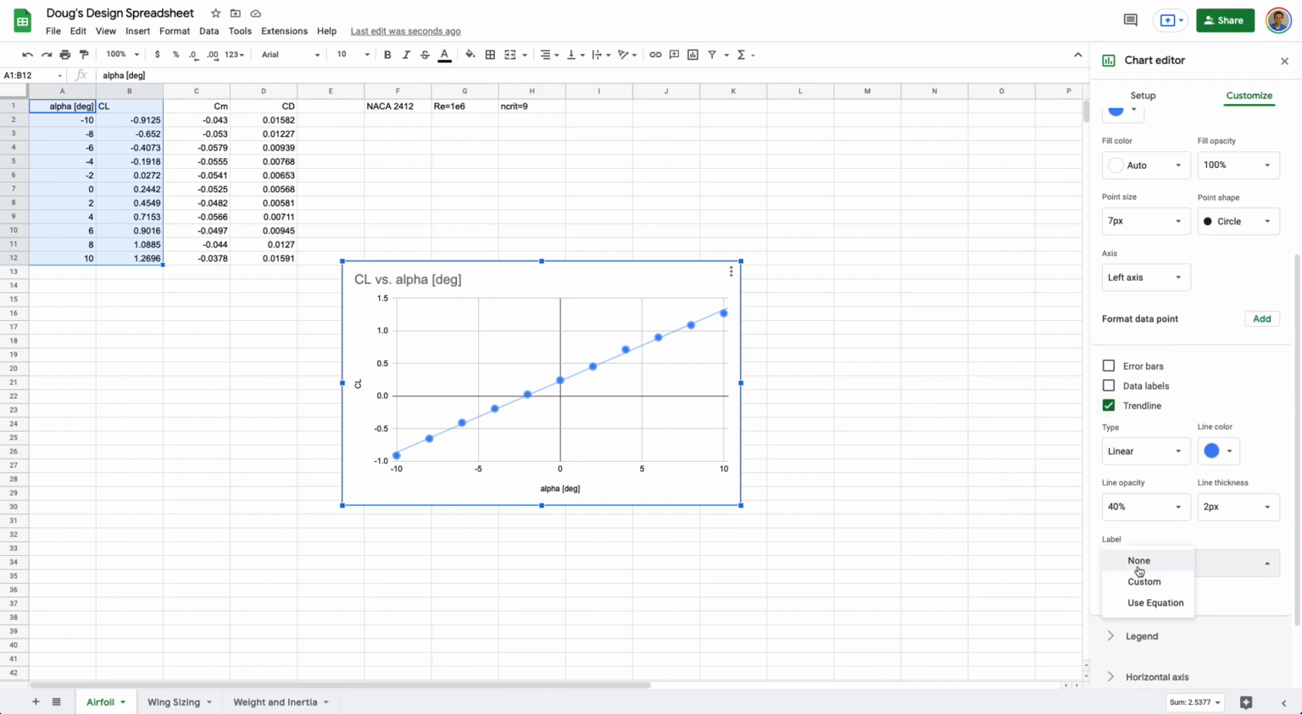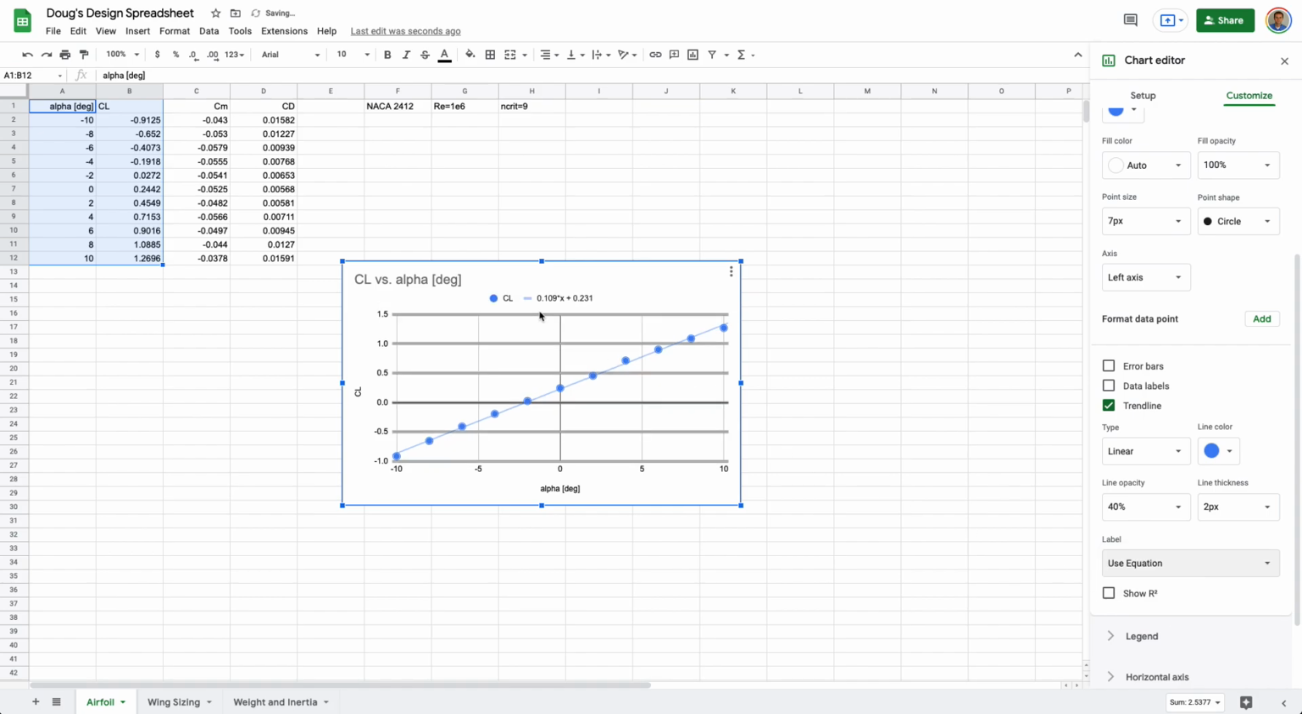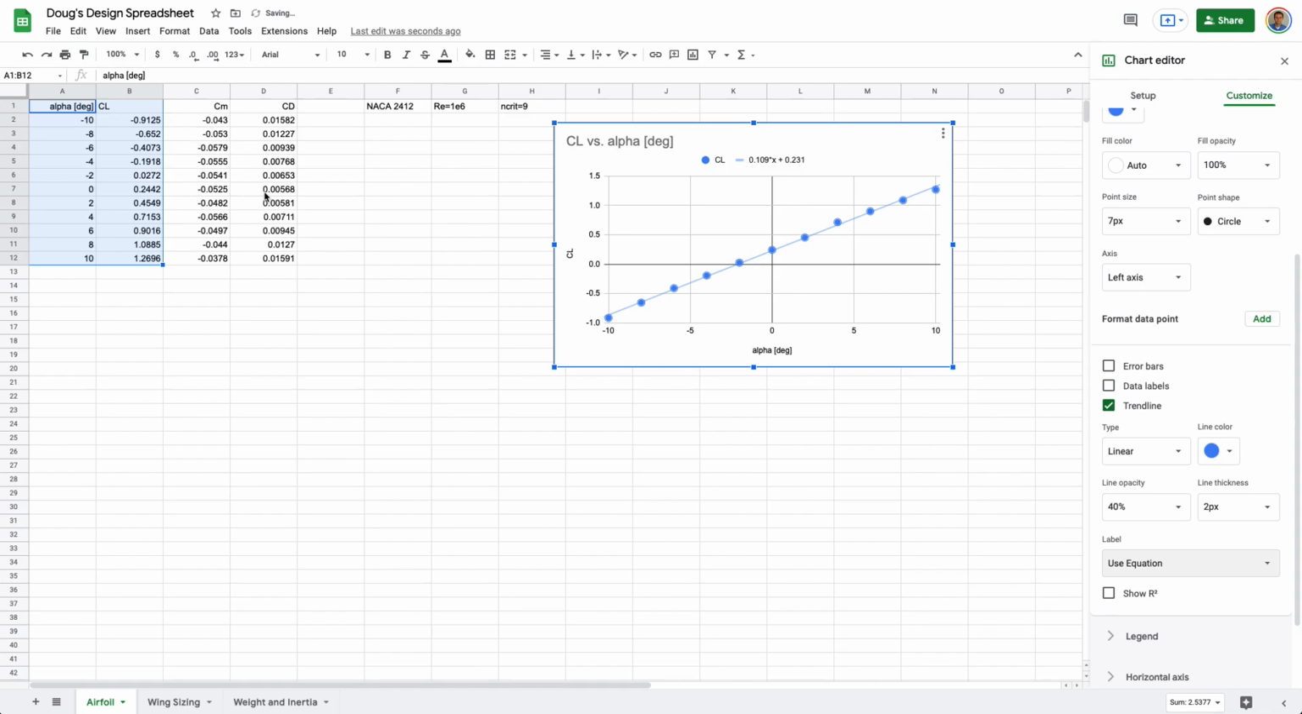And then if you come down here to label, you can say use equation, and it will actually give you the equation. So this is the equation of y as a function of x, where x is the x-axis down here. So this is really the lift coefficient as a function of angle of attack. Now, we can see that this is just a line. So we've got a slope of 0.109 times angle of attack plus 0.231. So 0.231 is the location here where we're crossing the y-axis.